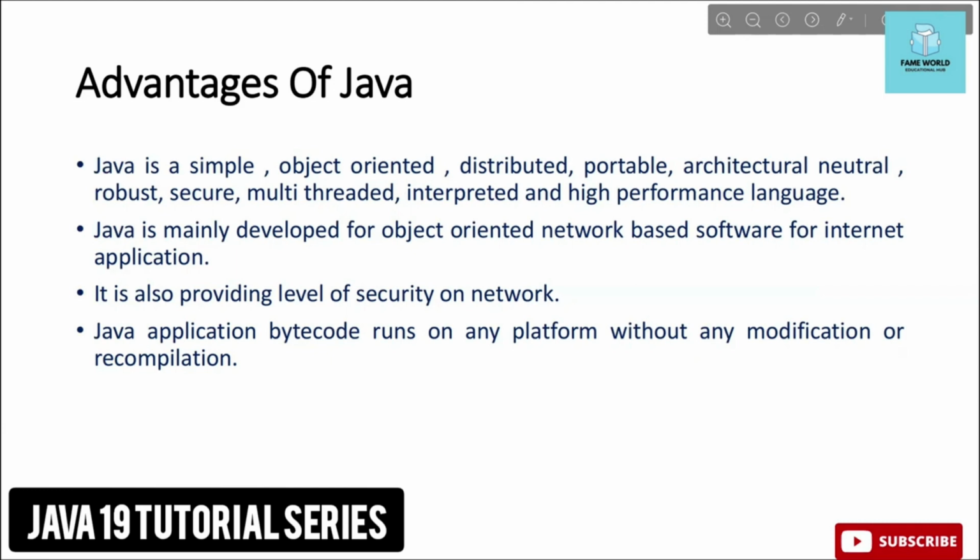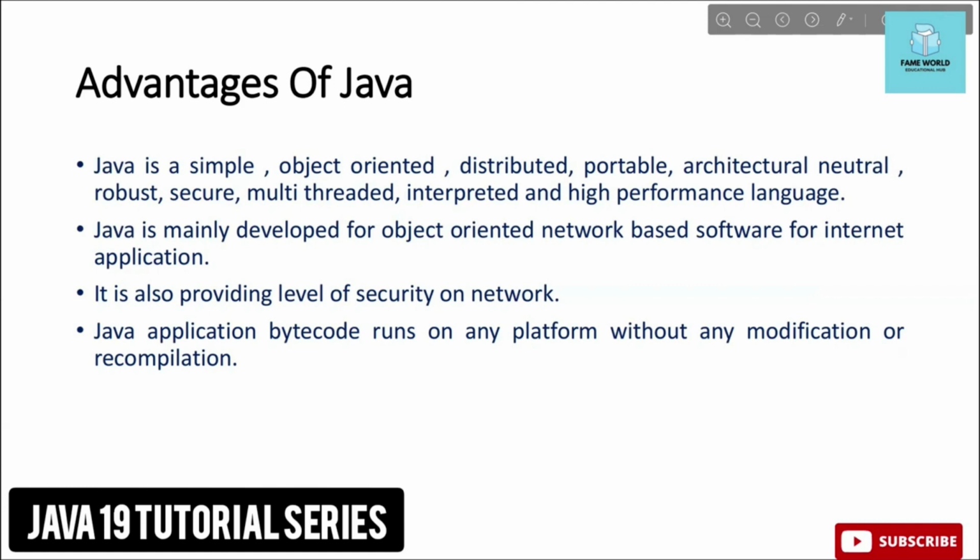And the performance of Java is high. It is a very reliable language. It is mainly developed for object-oriented network-based software for internet applications. As I said, different internet applications, like network-based applications, it was created to implement them.